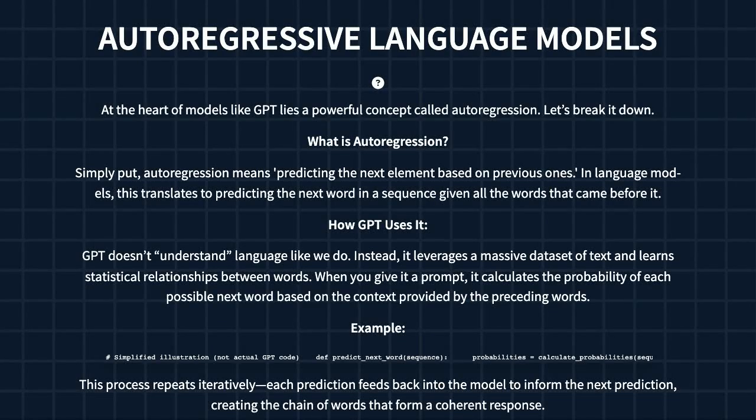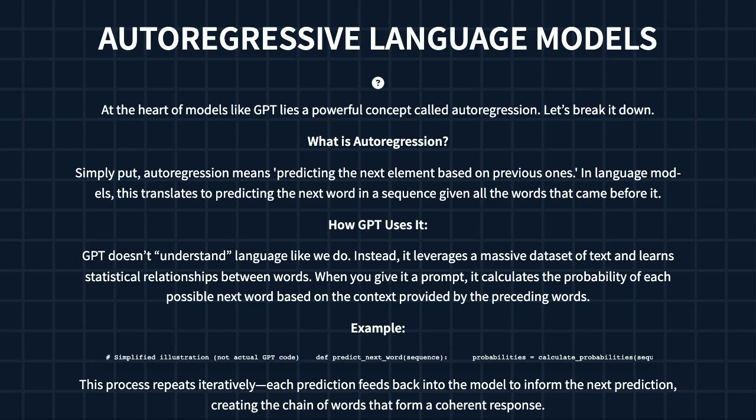Okay, let's talk about autoregression. It's a really important piece of how models like GPT actually work. Think of it like predicting the next word in a sentence based solely on what you've already written. These models aren't smart in the way we are. They are incredibly sophisticated pattern matching machines that have learned from huge amounts of text data. They essentially calculate probabilities, how likely each possible word is to come next, given everything that came before it. It's a bit like a really complex autocomplete.